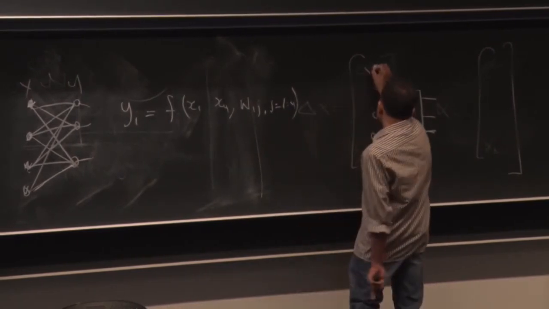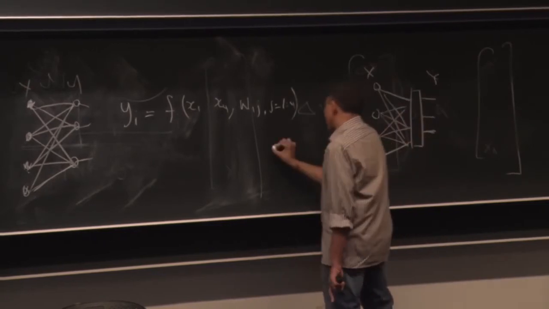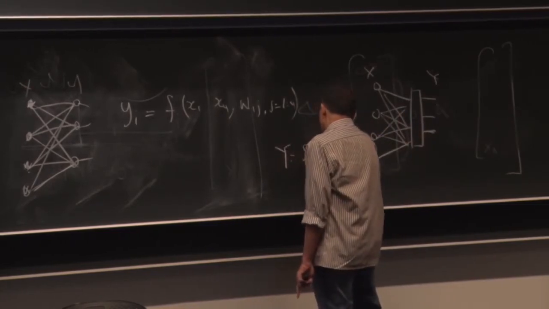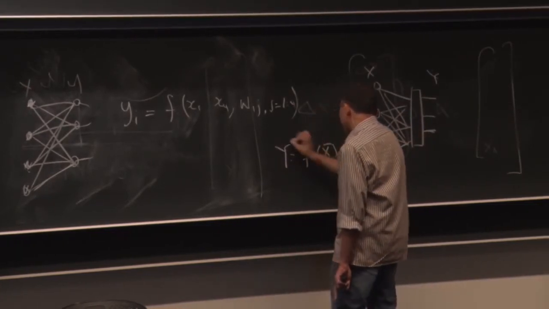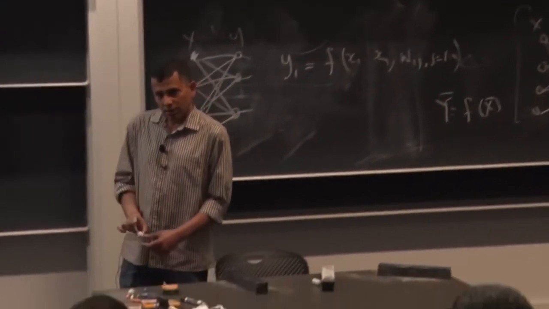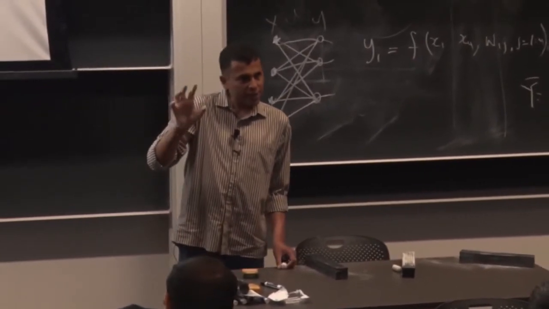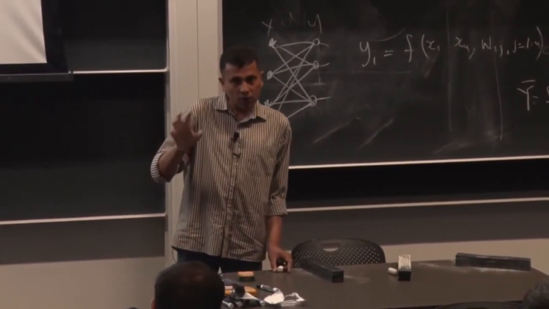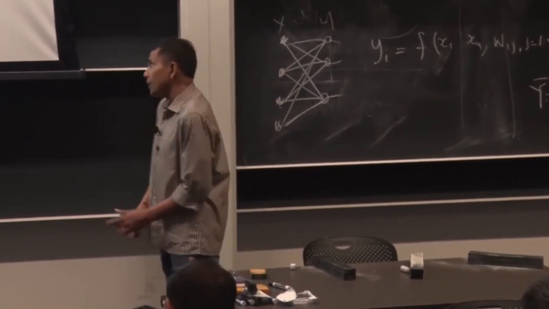I'd have to say this is x, this is y, and I'm going to say y equals f of x, where x is a vector and y is a vector. The two are different cases. Do you see the distinction between the two? And if you don't see the distinction, let's look at an example.